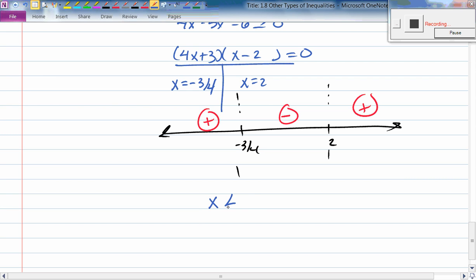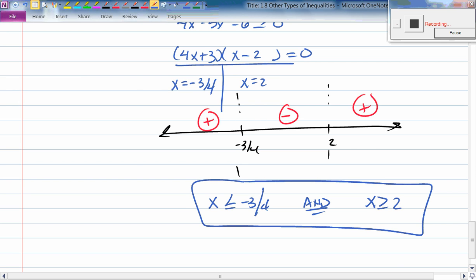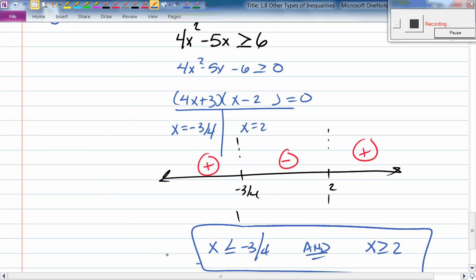X is less than or equal to negative 3/4, and x is bigger than or equal to 2. Those values of x, any of those values of x will work. Is done? Yes. All right.